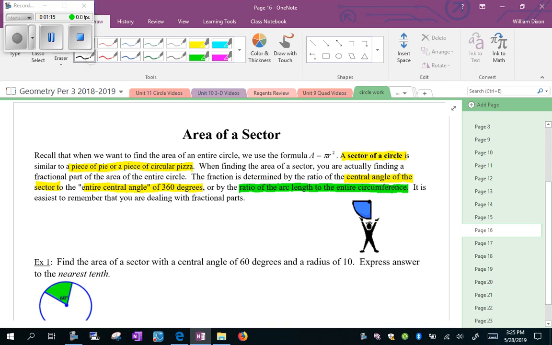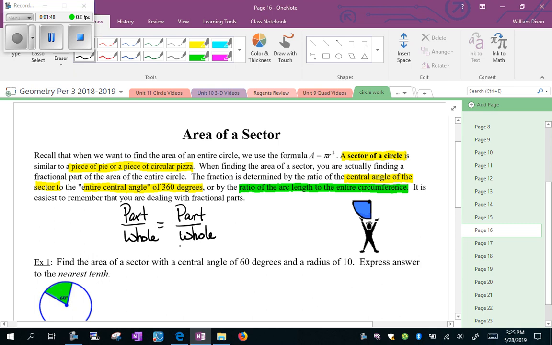And I think back in your middle school days you discussed something, and we're going to use part to whole equals part to whole. Well, that part's going to be that angle over 360, and the other part's going to be that section that you're trying to find, or that sector, over the whole area of the circle.